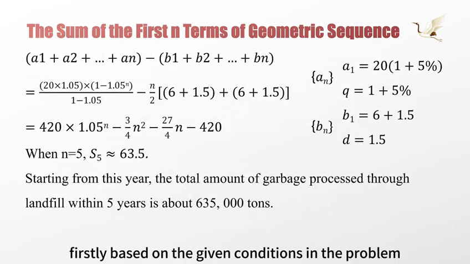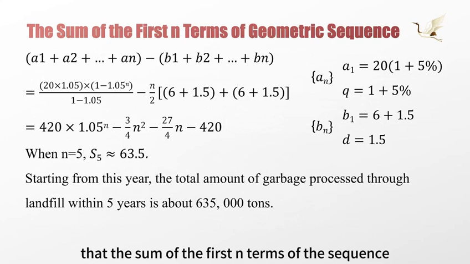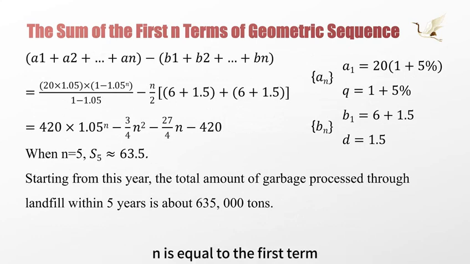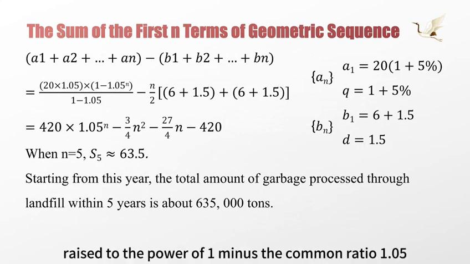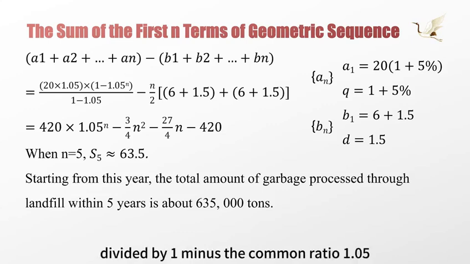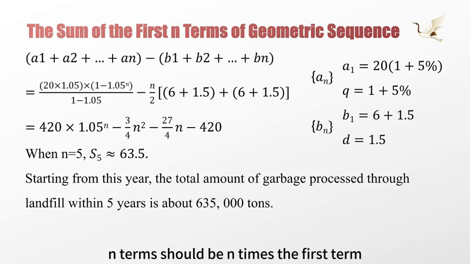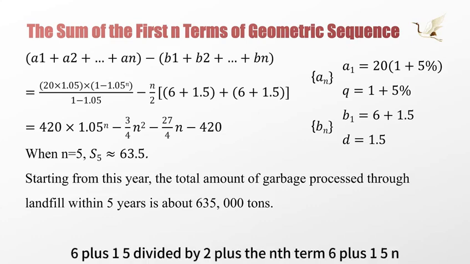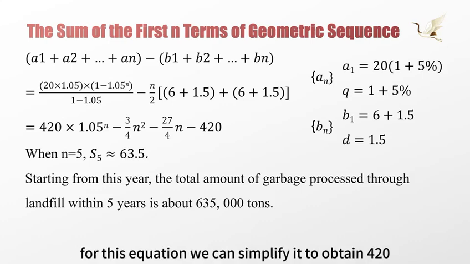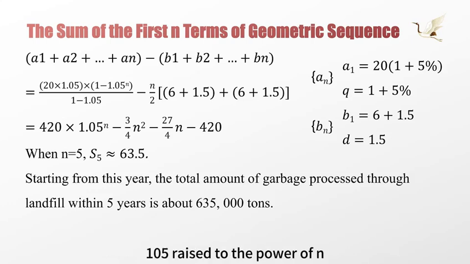Firstly, based on the given conditions in the problem, we can derive that the sum of the first n terms of the sequence An is equal to the first term 20 multiplied by 1.05, times 1 minus the common ratio 1.05 raised to the power of n, divided by 1 minus the common ratio 1.05. Then the sequence Bn is an arithmetic sequence, and its sum of the first n terms should be n times the first term 6 plus 1.5, plus the nth term 6 plus 1.5n, divided by 2. We can simplify it to obtain 420 multiplied by 1.05 raised to the power of n, minus 3/4 times n squared, minus 27/4 times n, minus 420.